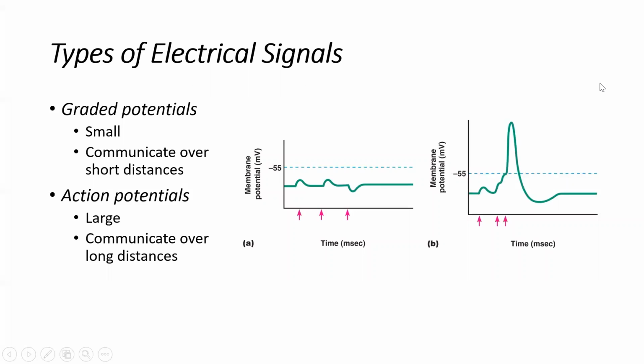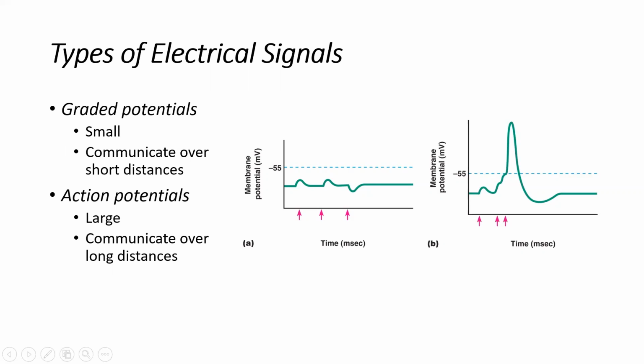First off, we've got two general types of electrical signals: graded potentials and action potentials. You can think of graded potentials as weaker forms of action potentials. They're not as significant, they're smaller, they're not as forceful or as meaningful, and they're not as sustained. So they don't communicate over long distances. In fact, they're just blips in the membrane potential, and they only last for a very short duration, for very short distances, and then they dissipate.